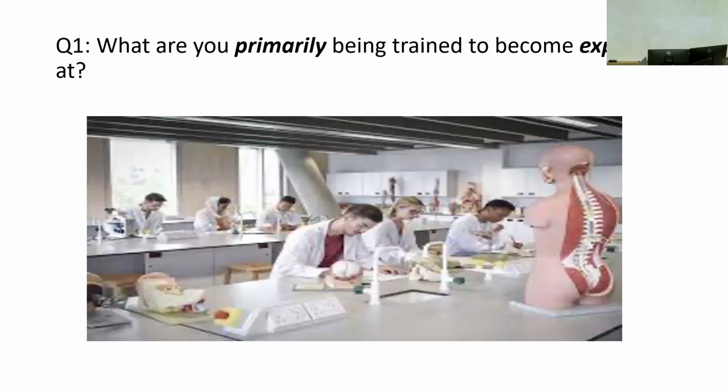The first question for you: what are you primarily being trained to become experts at when you enter medical school? Anybody want to offer an answer, suggestion? Please, Johnny. Practice and to think like physicians. Practice and to think like physicians. Anybody want to add or embellish? Or is that good enough for everybody?